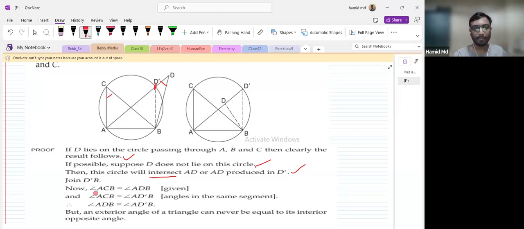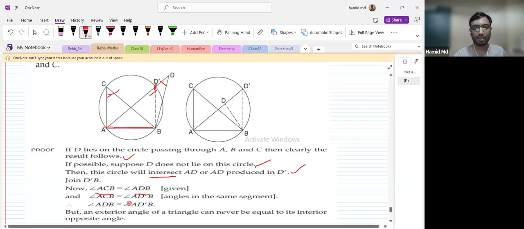Now what will happen? ACB is equal to ADB. Now this is the same arc, so this angle will be equal to this angle. Clear? And ACB and AD'B are angles in the same segment, so this is also equal. From these two, ADB is equal to AD'B.